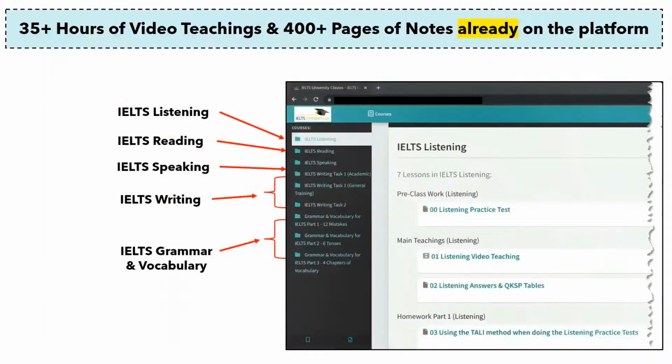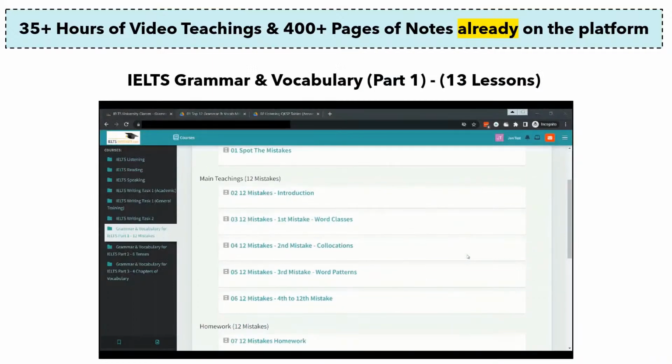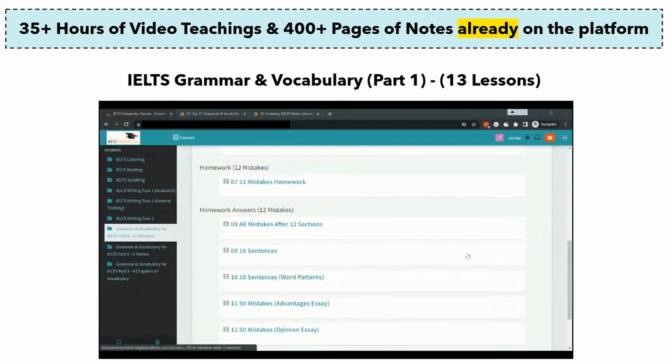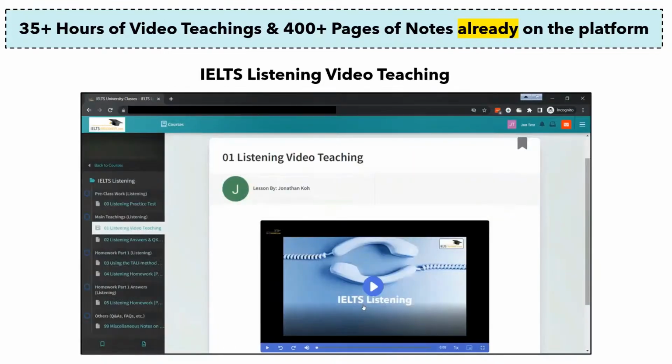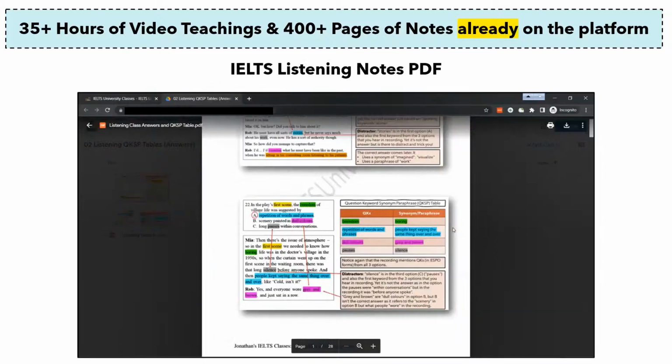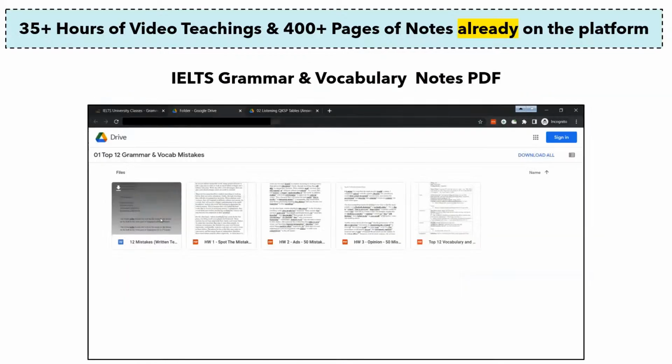Now, let me quickly show you again. Everything is going to be in this platform. 35 plus hours of videos, 400 plus pages of notes already in the platform. It covers IELTS listening, reading, speaking, writing, grammar, and vocabulary. These are some images that you can see. This is directly from the platform itself. All the videos, the notes are already there. Okay, the notes are here. All right, or you'll be given a link to the Google Drive where you can download all the materials.